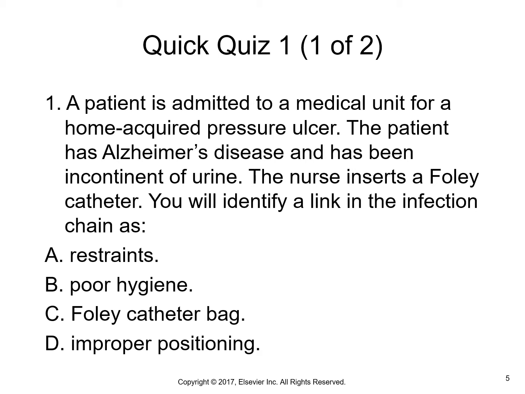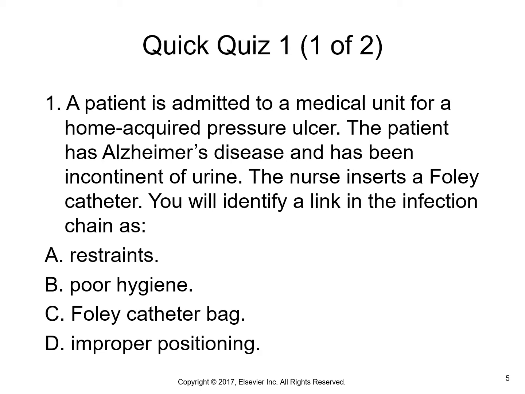Okay, and we're not going to go over quizzes in our lectures. Usually we post the answers for you, but I'd like to take a moment to think of this question. If you have a patient that has a pressure injury, and he has those vulnerabilities, Alzheimer's, he's incontinent of urine, and you put a Foley in, what is a link in the infection chain?